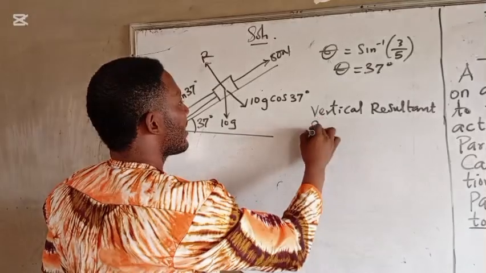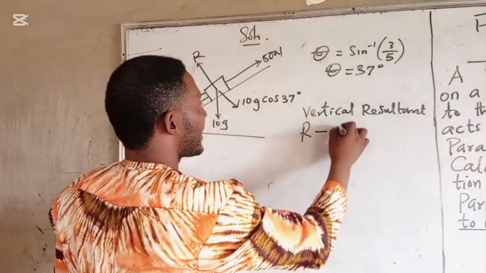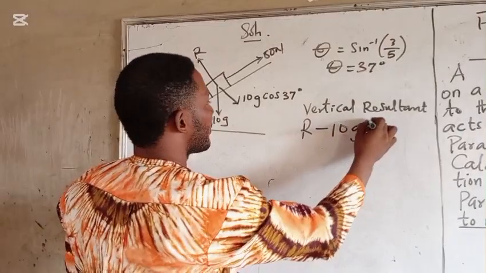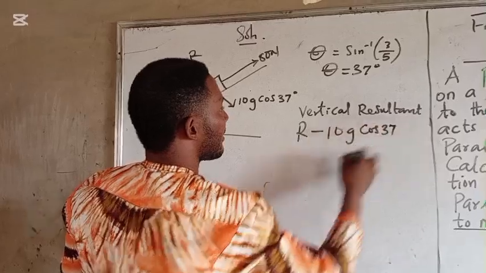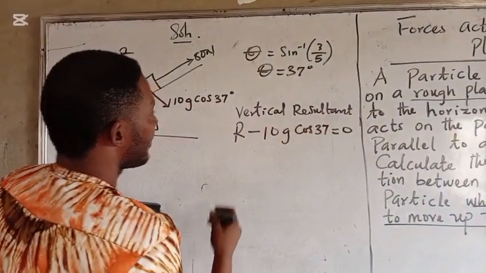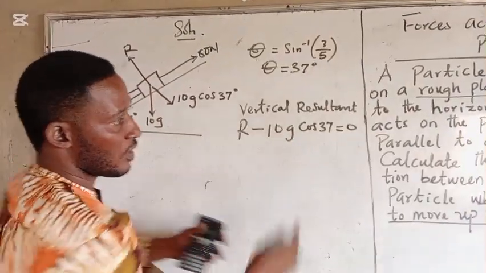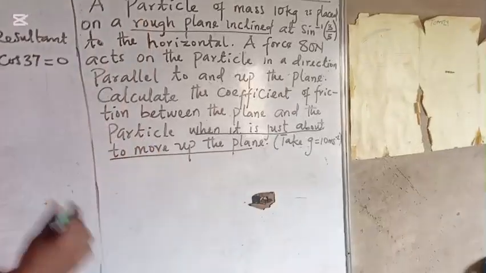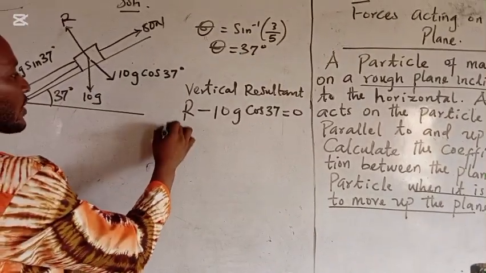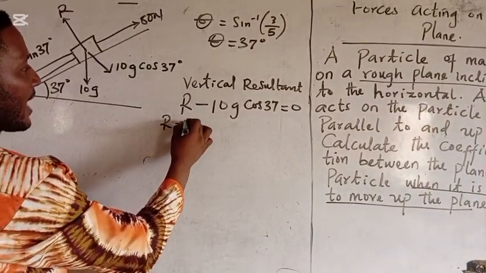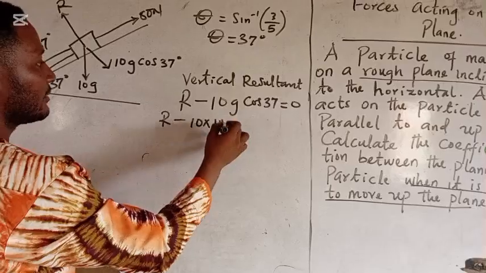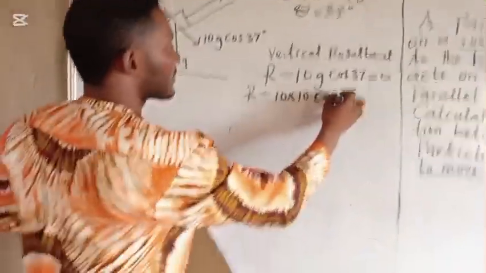So we can say R minus 10g cos 37 equals 0. Remember that g is 10 meters per second squared, that's acceleration due to gravity. On that note, we have R minus 10 times 10 cos 37 equals 0. So we can transpose it.